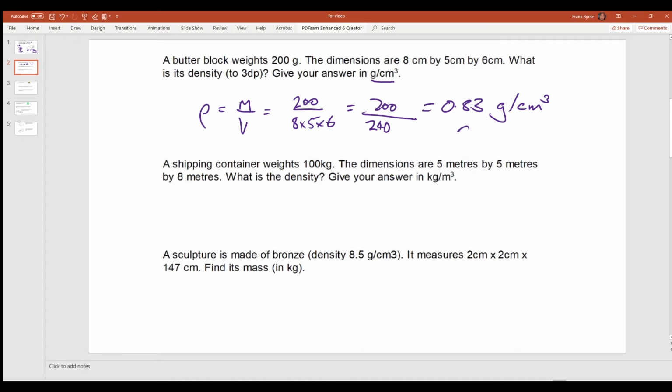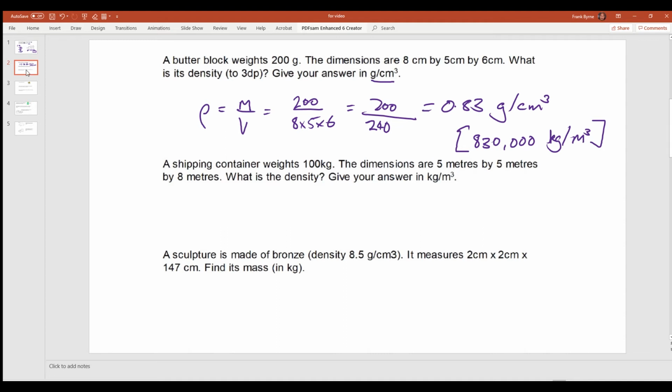For the clever ones amongst you, that's actually 830,000 kilograms per meter cubed. You need to multiply that by a million to change it.